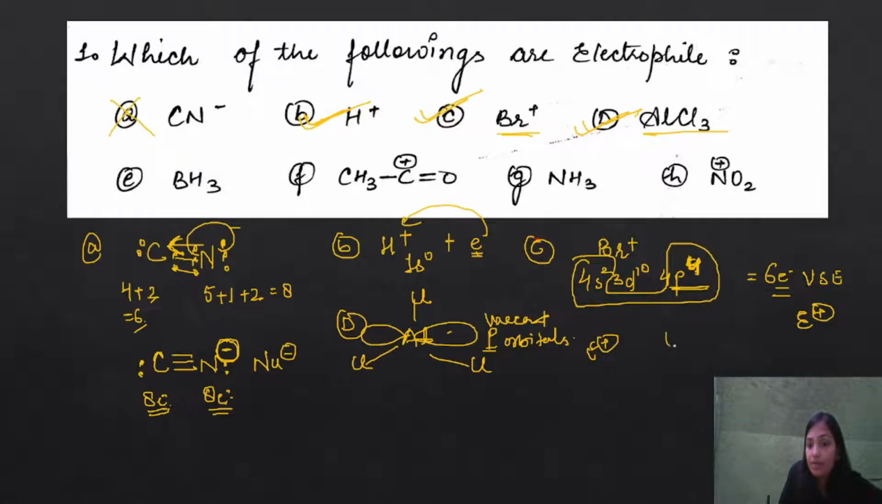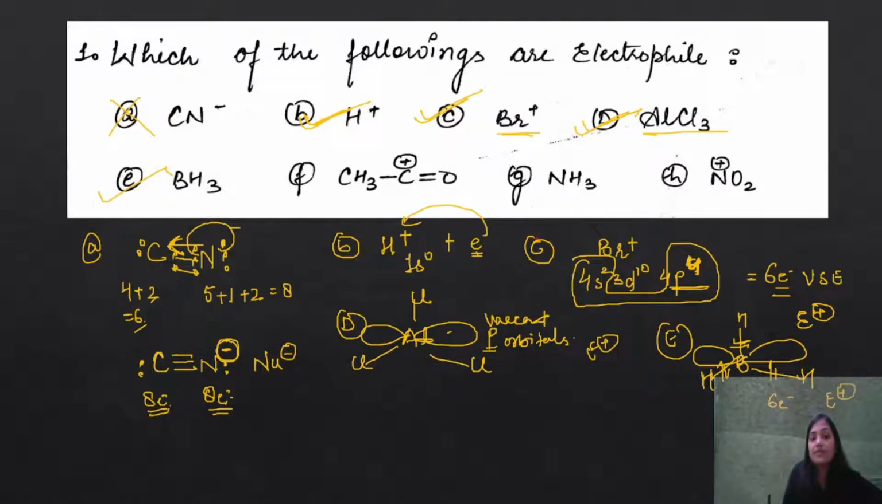In option E, the BH3, I hope you people are doing it before me. When you see BH3, this also has 6 electrons. This is a 6 electron species, octet incomplete, with a vacant p orbital. So there are many reasons for a species to be electrophilic. This is also electrophilic in nature.